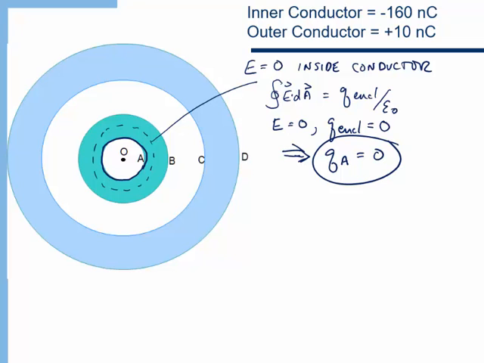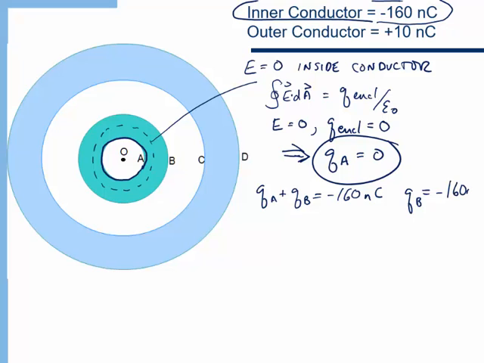Okay, so now the next question is, what is the charge on surface B? We know that the inner conductor has a total charge of negative 160. That means QA plus QB has to be equal to negative 160 nanocoulombs. But since QA is 0, we learn that QB is negative 160 nanocoulombs. So all of the charge on the inner conductor is on its outer surface, surface B. That's where all the charge resides. And that makes sense because there is no charge here at O.